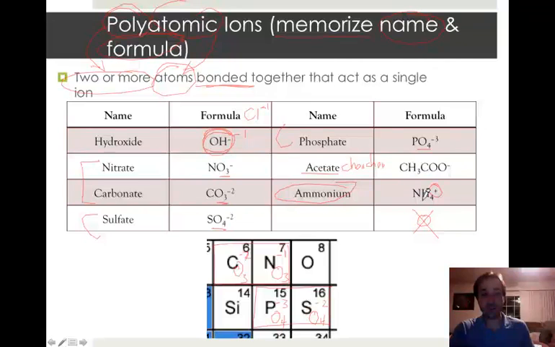Okay, so my suggestion is make flashcards for these. Practice writing them. The more you write them, the more it's going to stick in your head what the formula is. And again, use the periodic table, especially this trick down here, to help you remember these 4.